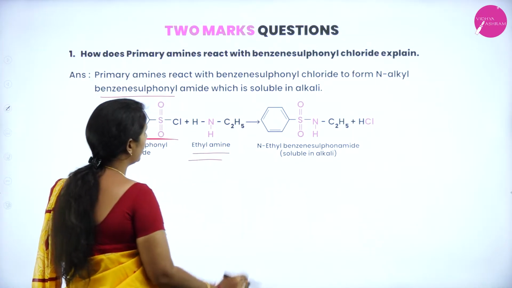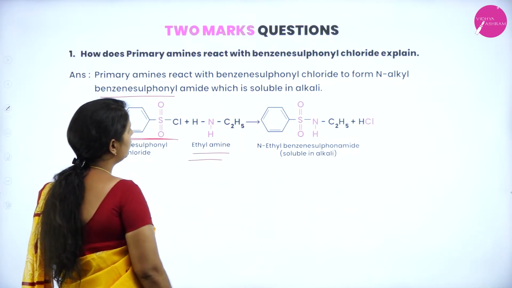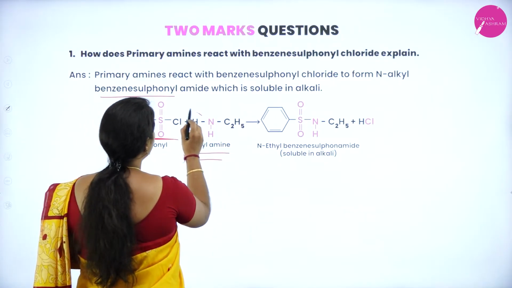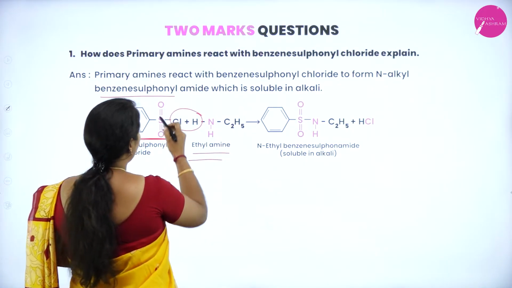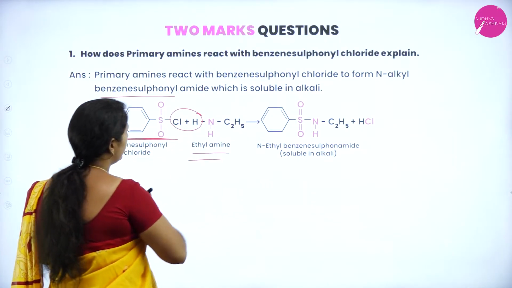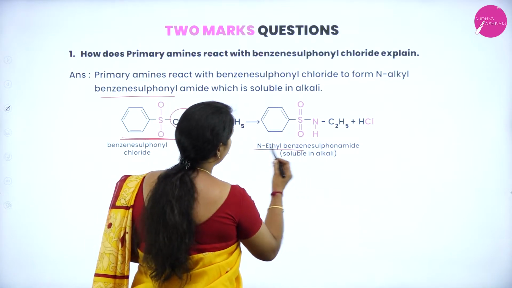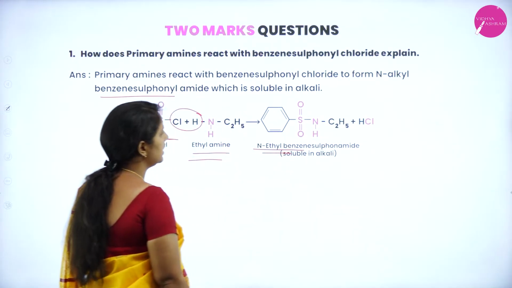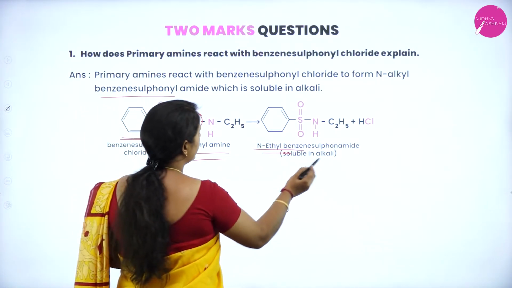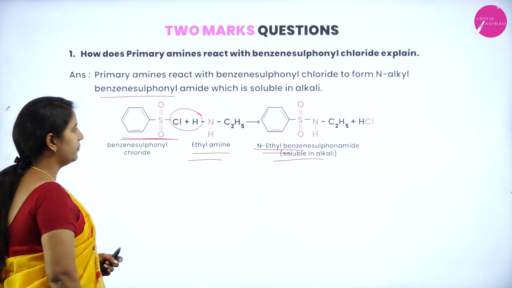The name of this amine is ethylamine. So, what happens? H and Cl will be removed in the form of HCl, and a bond between the SO2 and NH will be created. Thereby, it forms a compound known as N-ethyl benzene sulfonamide, and it is soluble in alkali.